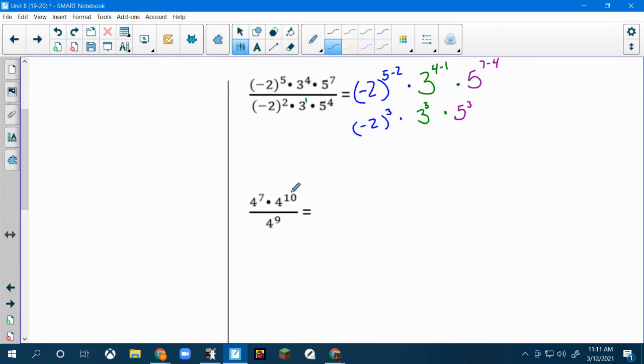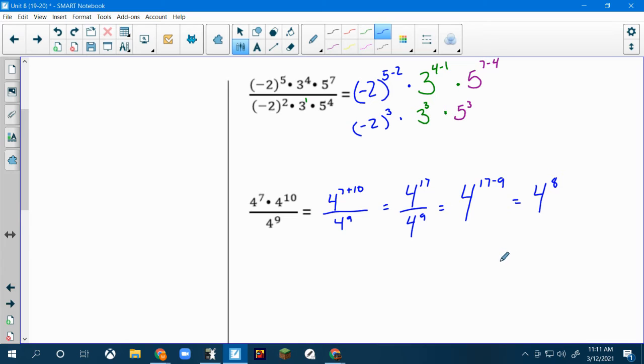4 to the 7th times 4 to the 10th can be combined. If you remember from yesterday, or from our last lesson, 4 to the 7th times 4 to the 10th is 4 to the 7 plus 10 over 4 to the 9th. That equals 4 to the 17th over 4 to the 9th. Then I can say that it's 4 to the 17 minus 9, which equals 4 to the 8th.